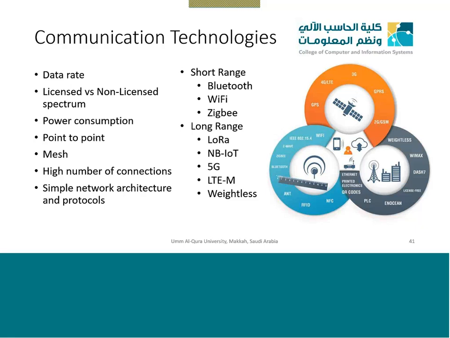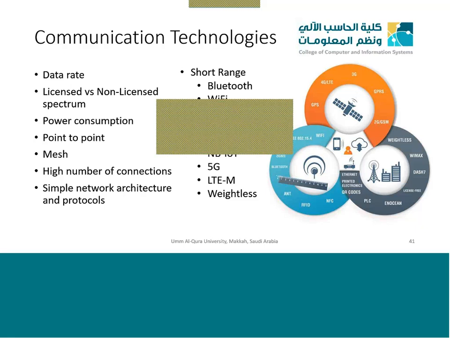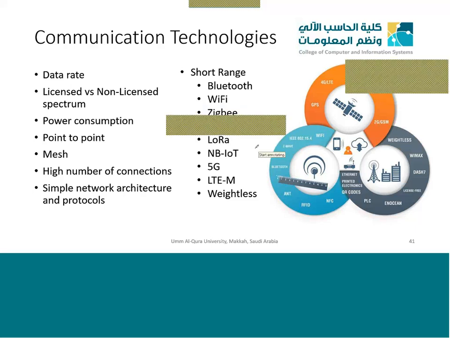The network architecture and the protocols are very simple in IoT, and they are not very power consuming. The main reason is that things are mobile. So because they are mobile, we need to save power.